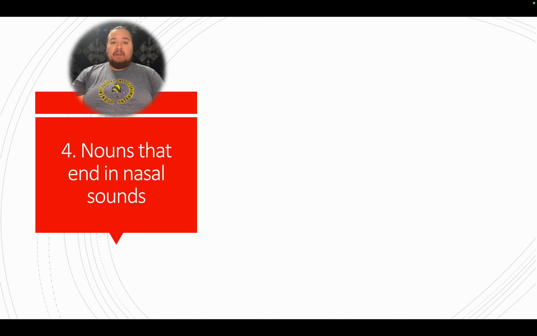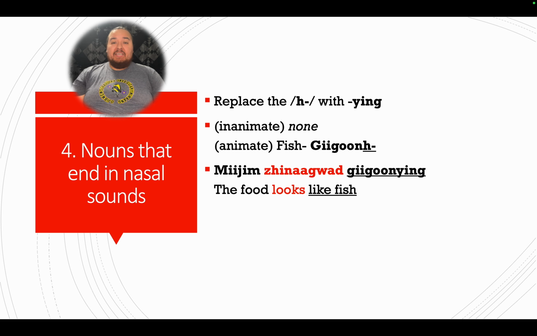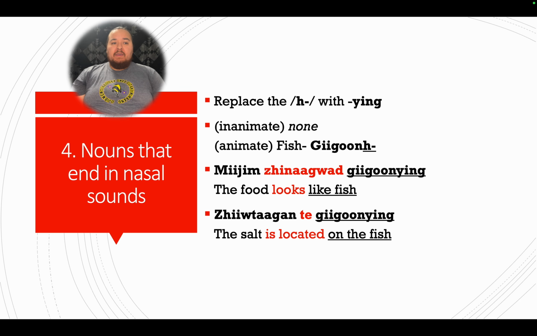All right, so rule number 4, nouns that end in nasal sounds. You're going to replace the H with a Y-I-N-G, ying. I couldn't think of any inanimate examples for this, but our animate is gigon, which means fish. So, mi jim janagwat gigon ying, the food looks like fish. Jiutagan te gigon ying, the salt is located on the fish. Again, write these down in your notes before moving on. All right, let's move on.